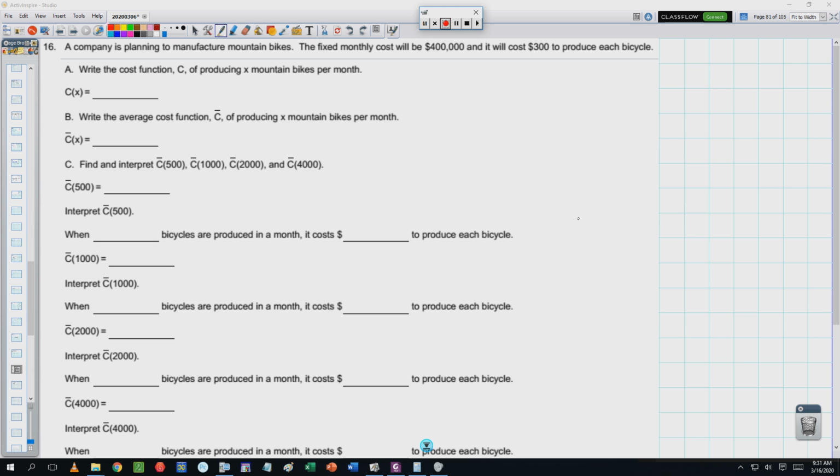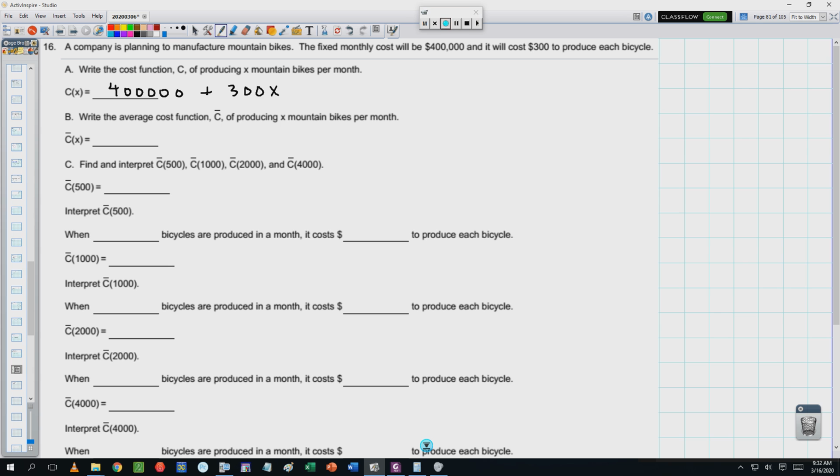A company is planning to manufacture mountain bikes. The fixed cost will be $400,000, and it will cost $300 to produce each bike. Write the cost function of producing x mountain bikes. So your fixed costs plus your variable costs, $300 for every bike.